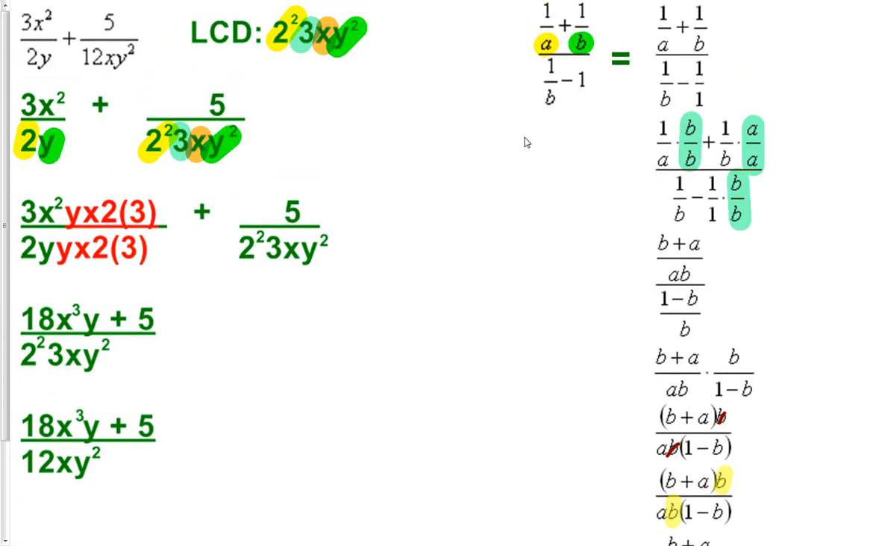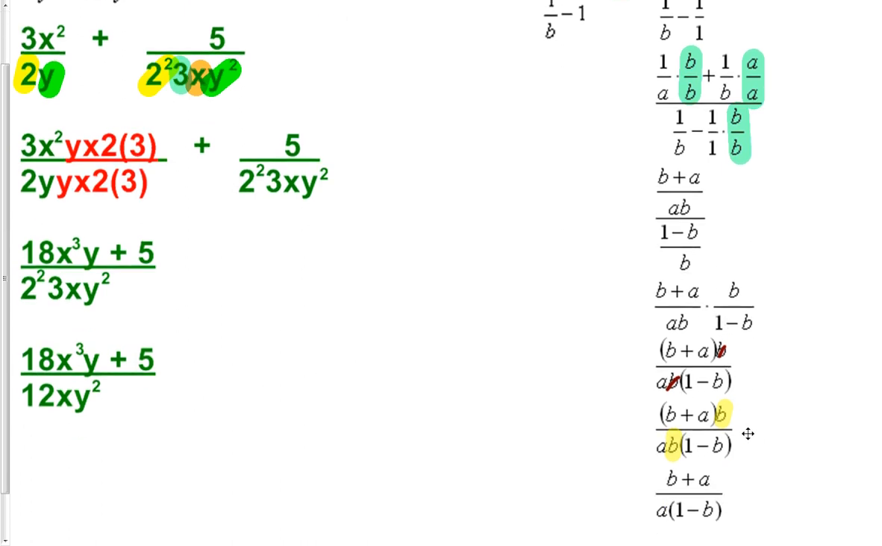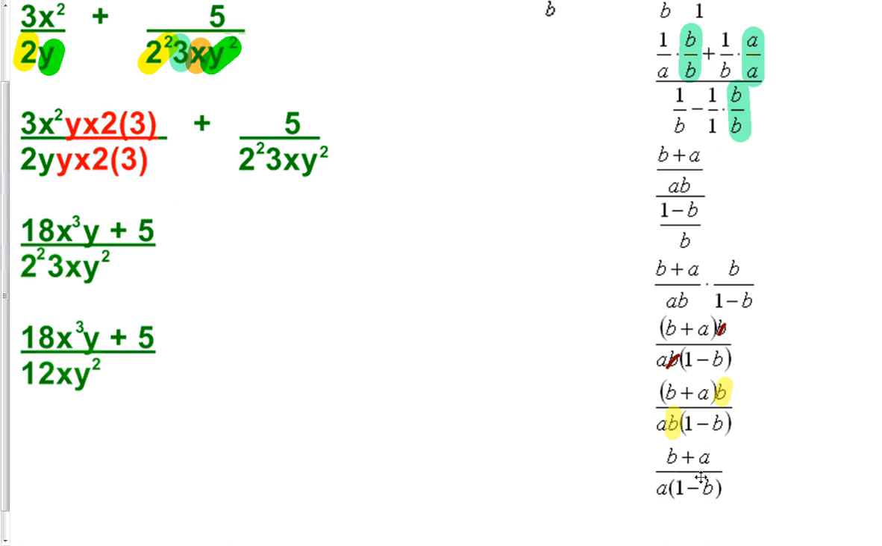We started out with this very messy expression here. By the time you boil it down, simplify it, get yourself common denominators, multiply by the inverse, cross out anything that you have in common, you're going to get yourself B plus A all over A times quantity 1 minus B.